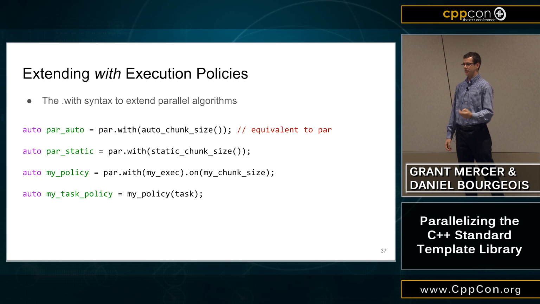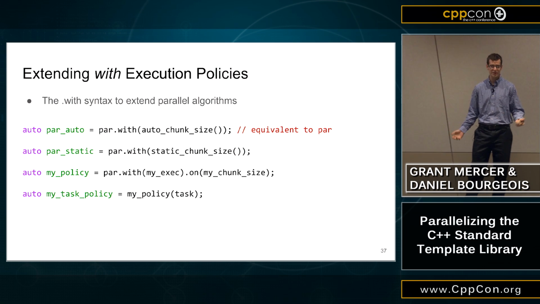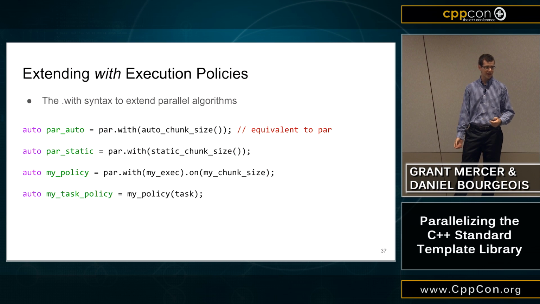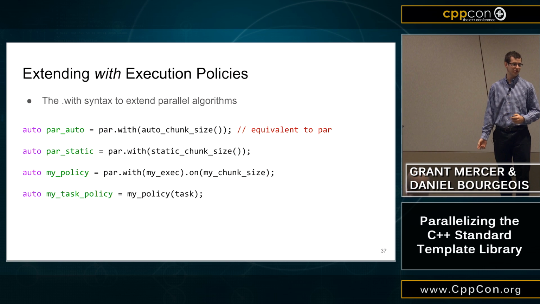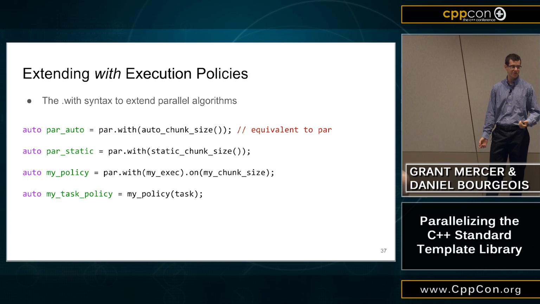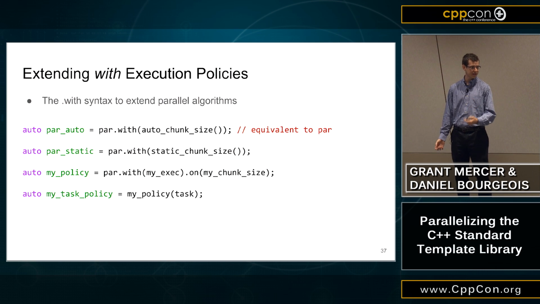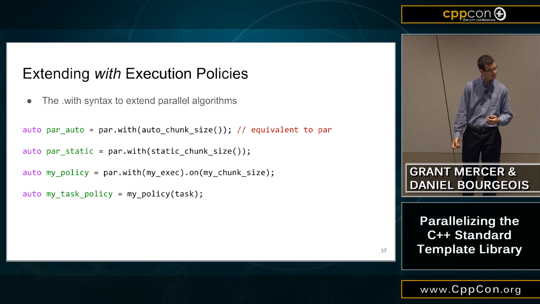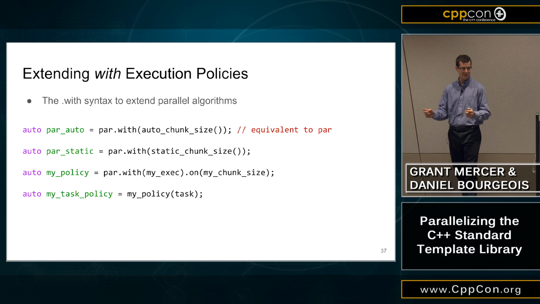So here is how the user interacts with the parallel algorithms, and it's via these sorts of policies. The idea is that it's easy to make your own type of executor or chunk size or executor parameters. So the first one, we have par with an auto chunk size. That is also equivalent to par because that's the default chunk size. We can have our own, so we can have par with my executor, and then par on my executor with my chunk size. I think I got that backwards. Par on an executor with a chunk size, my bad.